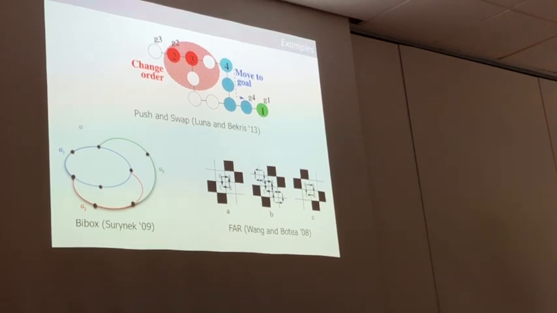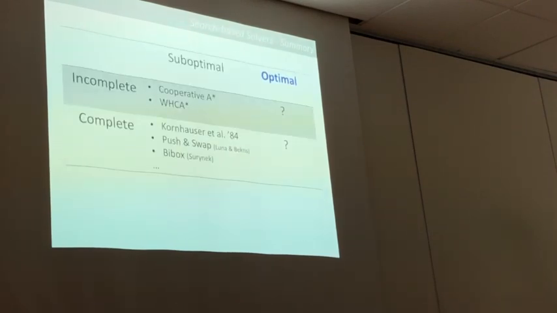So again, there was a line of work on how to solve this problem. All of these works share several properties. They all run in polynomial time. They are complete in some large classes of multi-agent pathfinding problems, and they do not guarantee anything about the solution quality. Okay? Questions? Good. Okay.